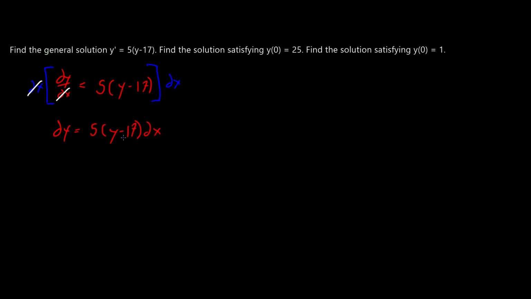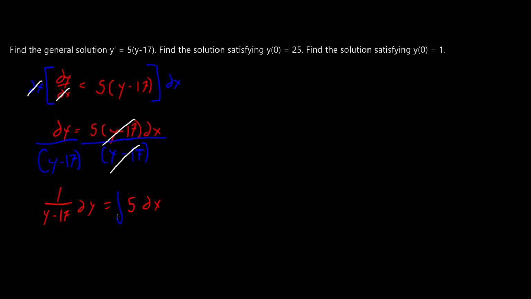And then in order to fully separate the variables, we need to move the y minus 17 to where the y is on the left. So we're going to divide both sides by y minus 17, like so, and then on the right they will cancel out, and then we're going to end up with 1 over y minus 17 dy equaling 5 dx.